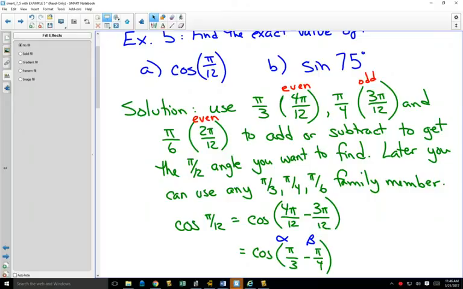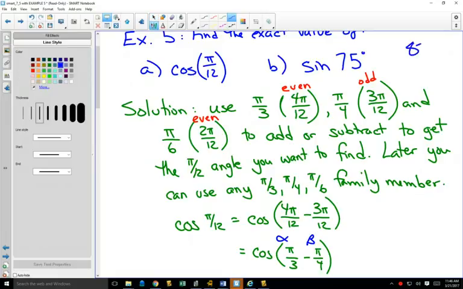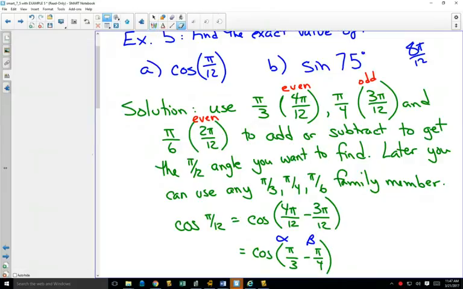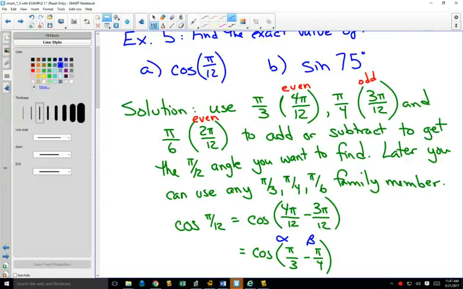And this is going to be important because if you're finding a pi over 12 family member, your pi over 12 family members will always have an odd number on the top. Because if you have an even number with pi over 12, let's say I have 8 pi over 12, what can you do with that? You can reduce it. And if you can reduce it, it won't be part of the pi over 12 family anymore. So all of our pi over 12 family members will have an odd number on the top.